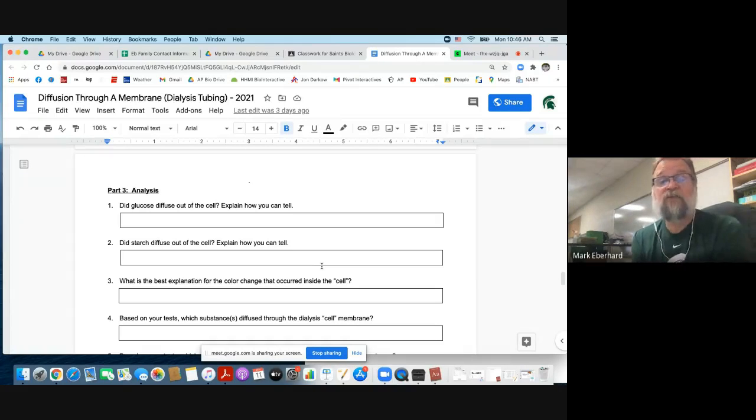What is the best explanation for the color change that occurred inside the cell? Inside the cell, it is purple-black. That's because iodine must have gone into the cell, bound to the starch, and changed color.